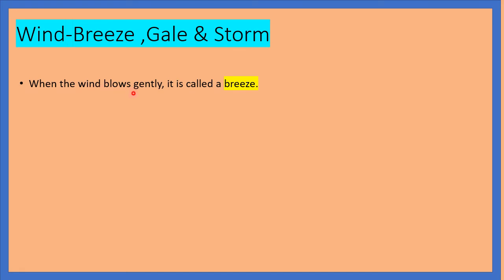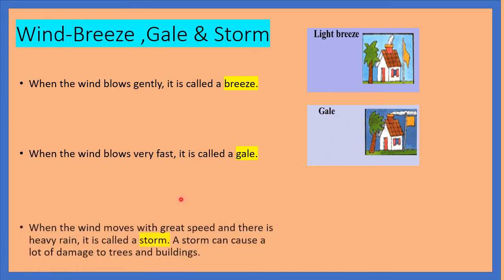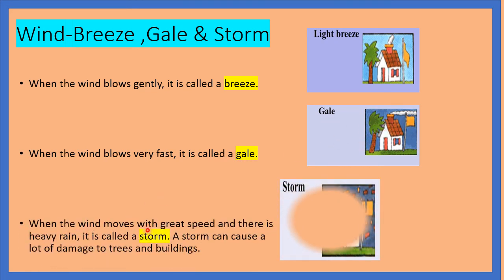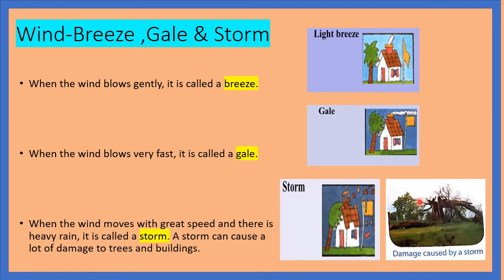When the wind blows gently, it is called a breeze. When the wind blows very fast, it is called a gale. When the wind moves with great speed and there is heavy rain, it is called a storm. A storm can cause a lot of damage to trees and buildings.